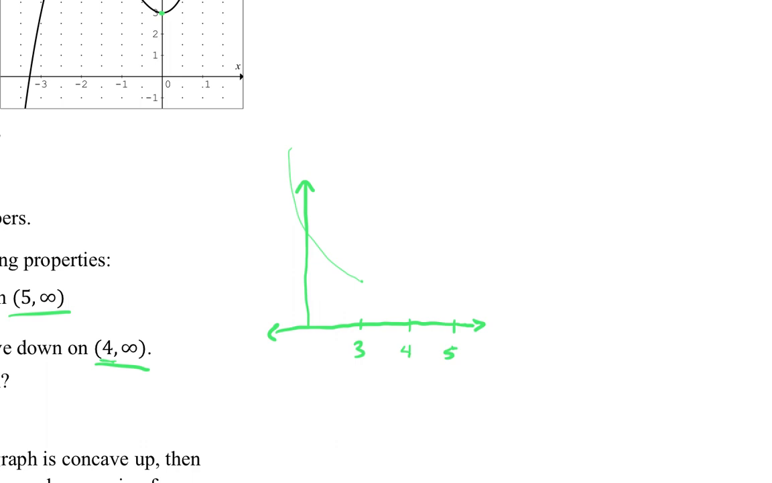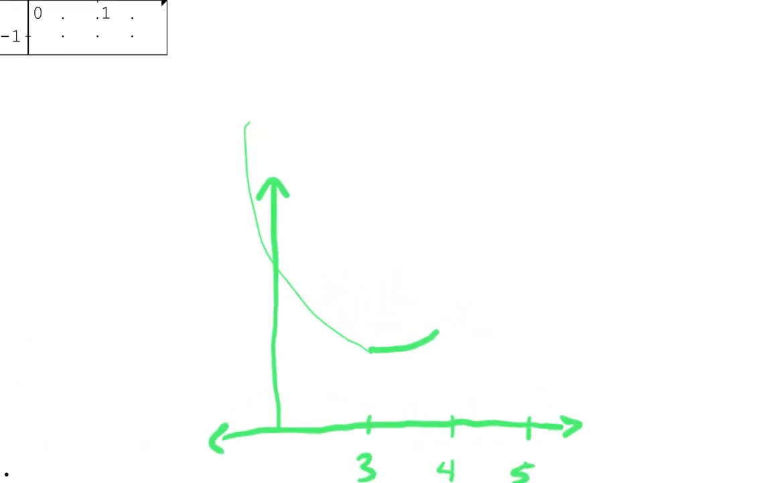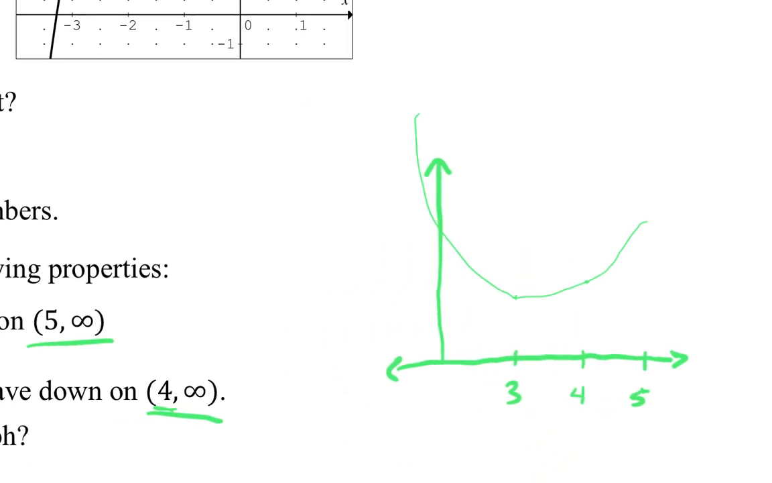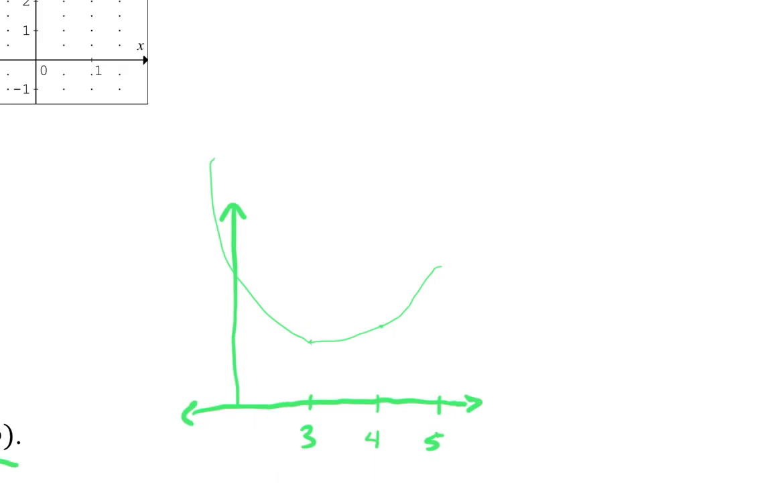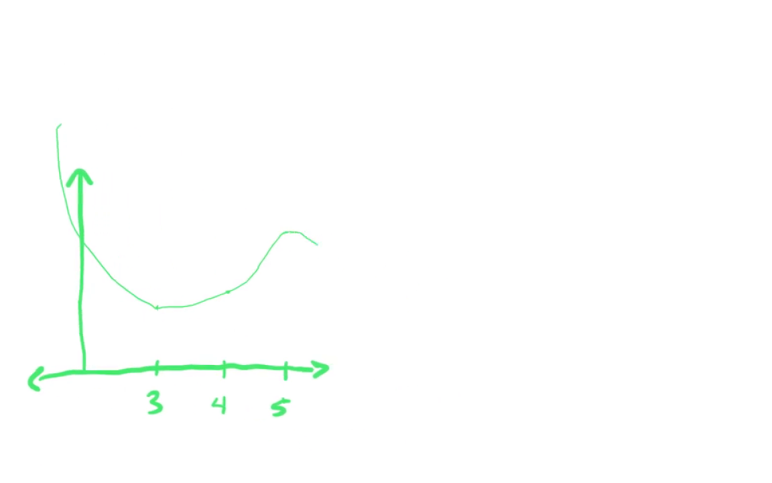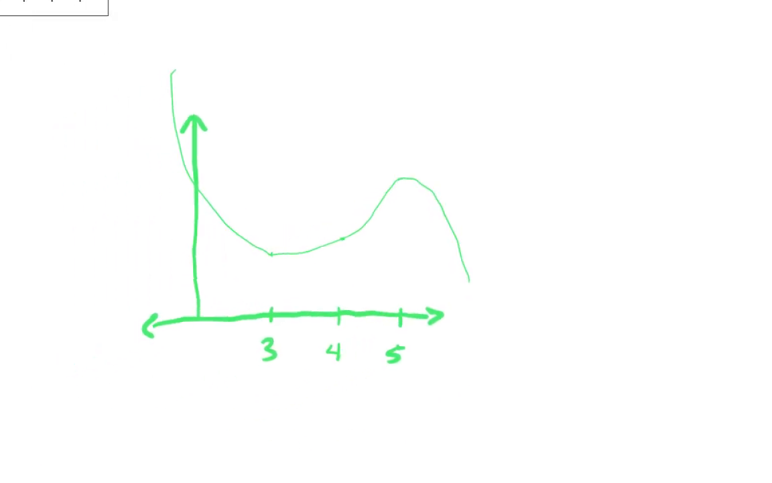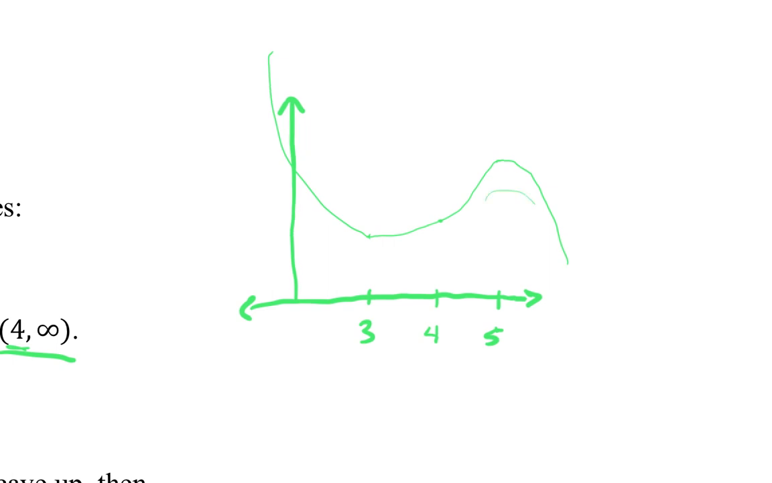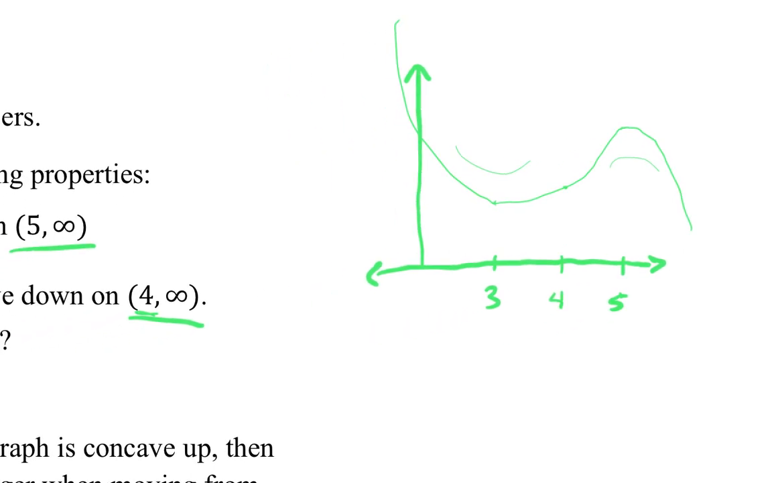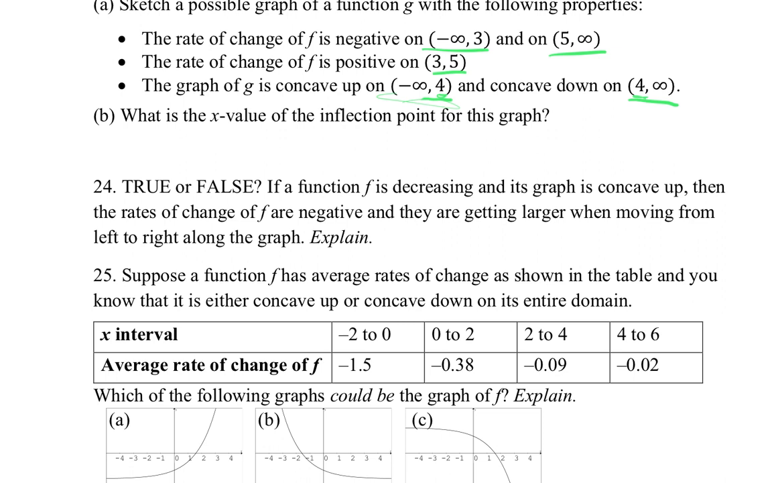So that is going to look like this. Let me get that a little bit smaller. It's going to look like this. And then from 5 on to infinity, we're going to be decreasing again. So I'm just going to draw that like this. And here it's concave down, it's concave up. Looks good.